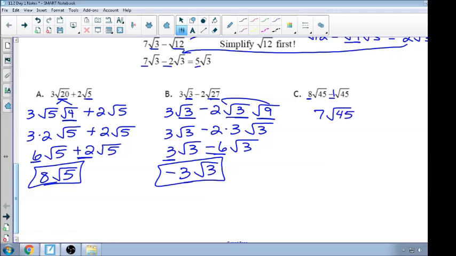I need to double check to make sure that my radical is in simplest form. Well, 45 can be divided into a perfect square 9 and a non-perfect square 5. So I can take 45 and split it up. If I can do that, I need to do so. So now I can take the square root of 9, which is 3, and keep the square root of 5. So 7 times 3 is 21 times the square root of 5.